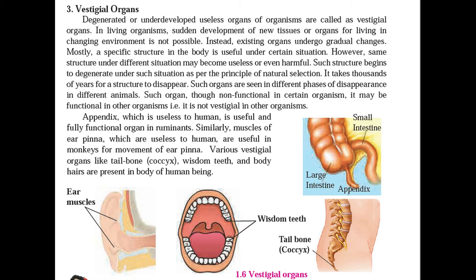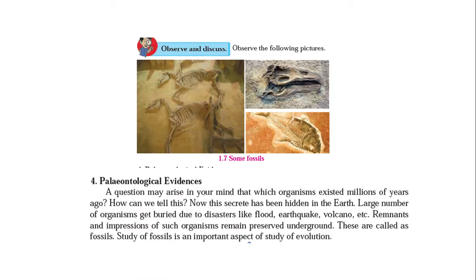Have a look at these diagrams. There are ear muscles in human beings, wisdom teeth, that is third molar teeth, the coccyx bone, which is at the end of the spine, and the appendix. The next evidence comes from paleontological examples. Have a look at these diagrams. You can maximize this video, or maximize this window, and have a look at these fossils.